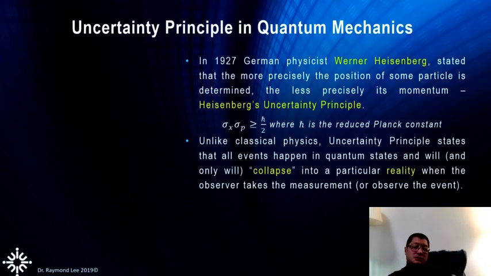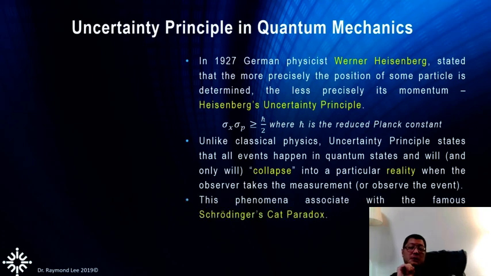So if you are a genius, what we are talking about is a parallel universe, which means all things happen in different universes. When you make an observation, that particular universe collapses into what you call the reality, the world you experience. So it's the same thing. We talk about parallel universe, right? This phenomenon is also associated with a very famous paradox called Schrödinger's cat paradox.